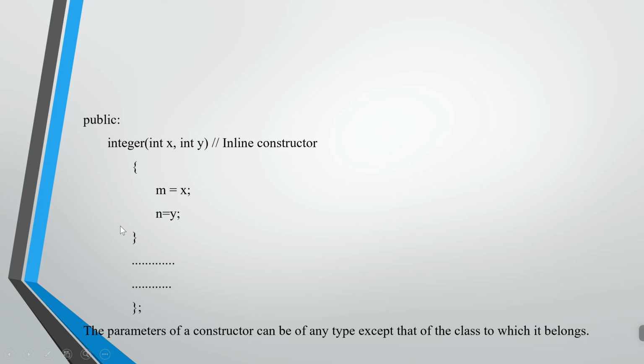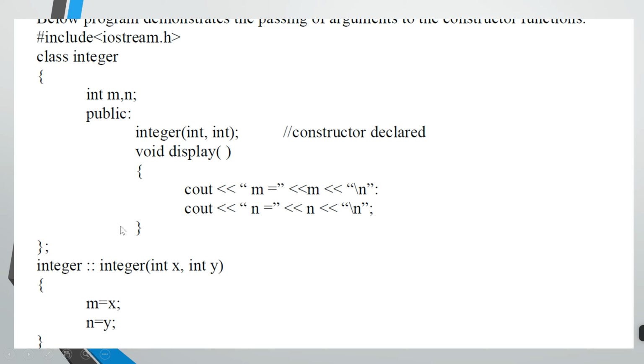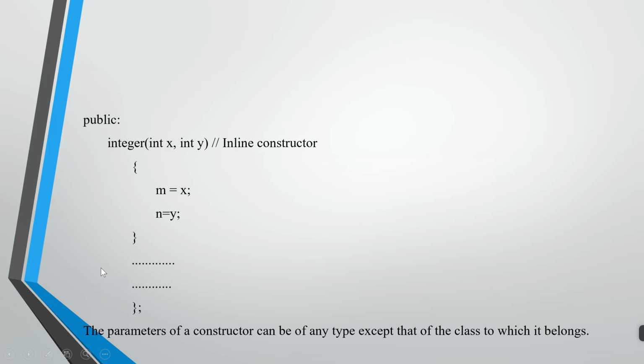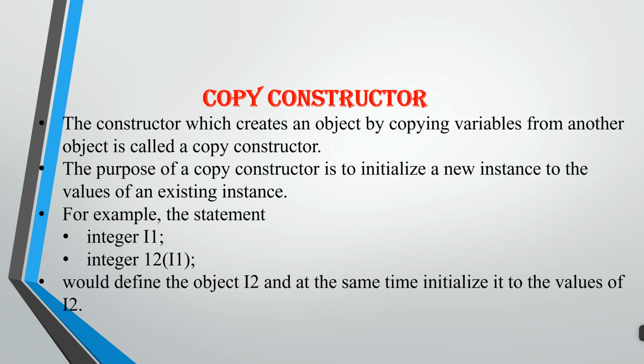The example we saw earlier is not an inline function. It is defined outside, but you can also do it inline. So this is another method of calling a constructor inline. This is what is called an inline constructor. The parameters of the constructor can be of any type except that of the class to which it belongs.